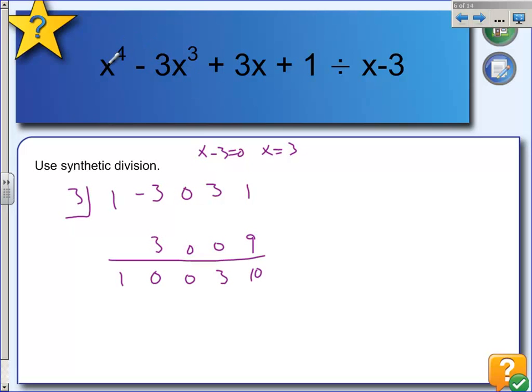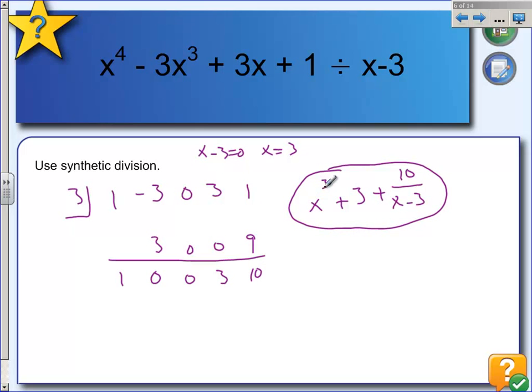Now, I took an x to the 4th and I divided by an x. So this first term is going to be an x cubed. 1x cubed plus 0x squared plus 0x plus 3 with a remainder of 10. So we write this as remainder over divisor. And that is our answer.